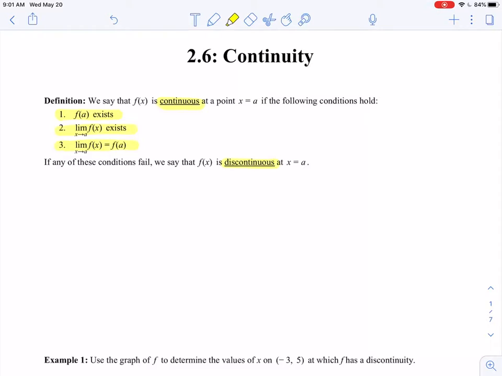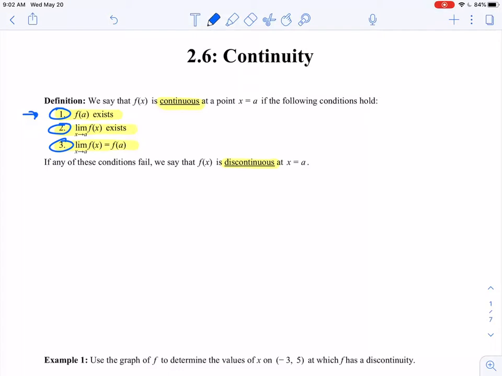So in order to be continuous, I have to meet all 3 of these properties, right? I have to meet property 1, property 2, and property 3. But if you're trying to determine if a function is continuous at an x value and it fails the very first criterion, let's say that f(a) does not exist, then we can just stop and say, you know what, this is not continuous. We don't need to do anything else. As soon as it fails one, the whole thing falls apart. So it has to meet all 3 properties in order to be continuous.